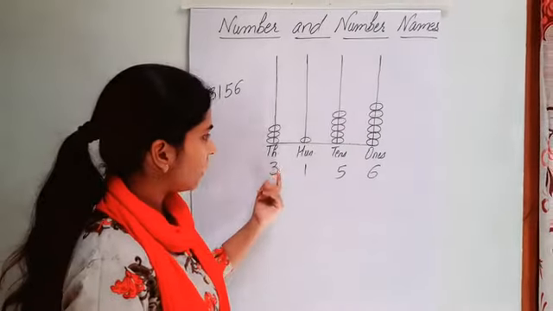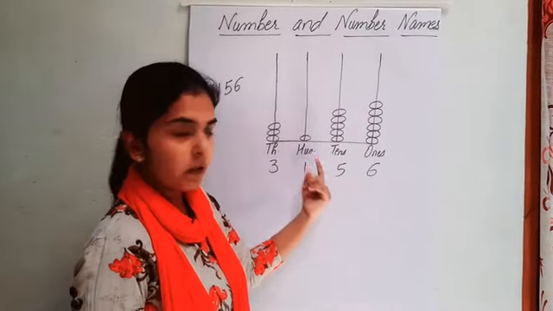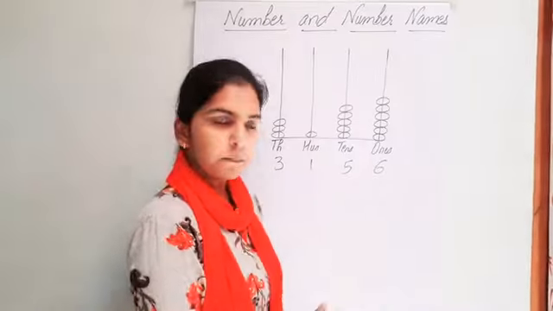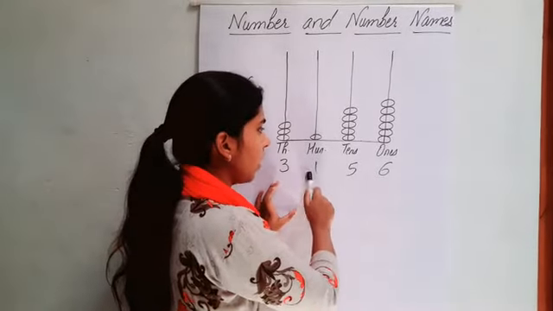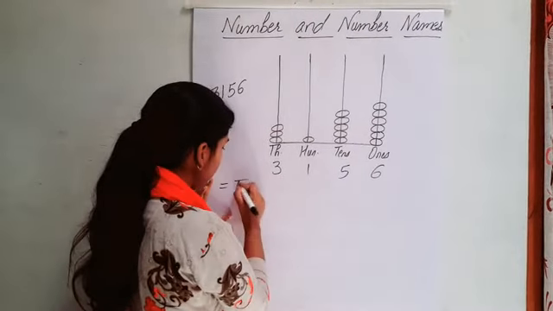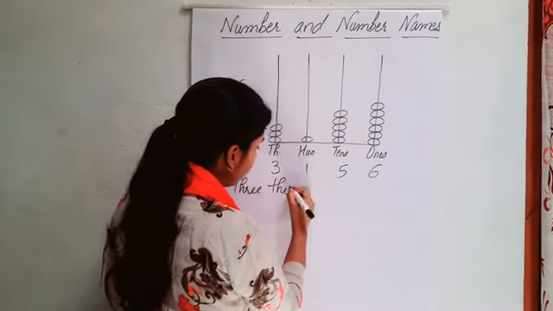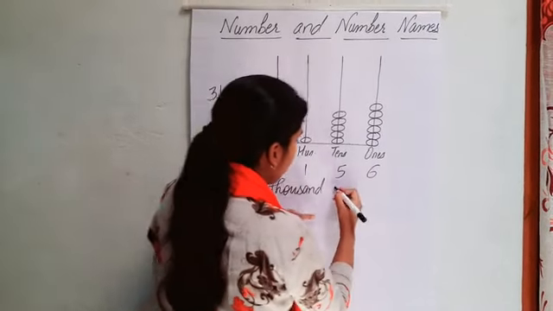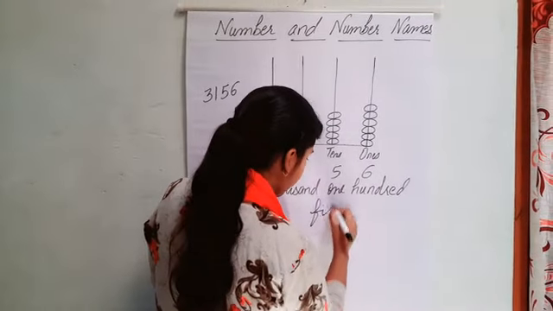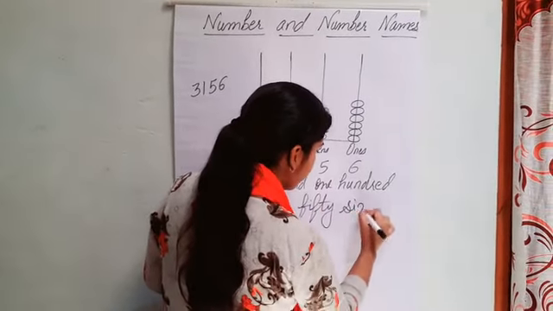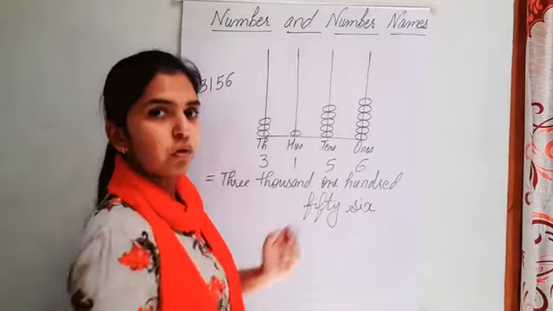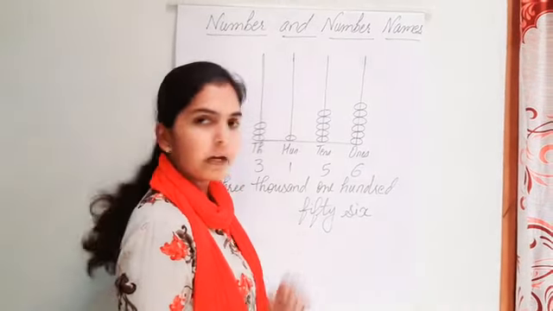Let us read: 3 thousand, 1 hundred, 5 tens, 6 ones. Right? 5 tens means 50. So this number is 3,156. Okay. Now let's write its name. 3,156. Okay. This is the number. I hope now you all are able to represent the numbers on spike abacus.